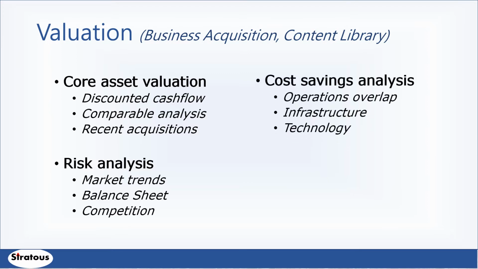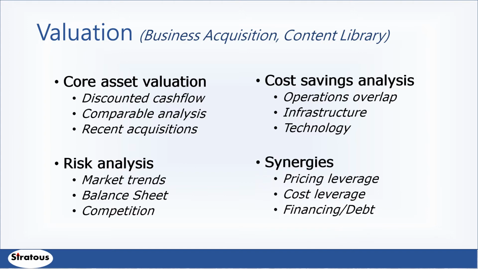We look at cost-saving scenarios for operations overlap, or how one business's infrastructure and technology can create leverage and better pricing as a combined business. We finally look at synergies within the two businesses to create pricing leverage, cost leverage with your suppliers, for example, and finally creating better financing of debt through improvement in investment rating or simply getting better terms with financial institutions.